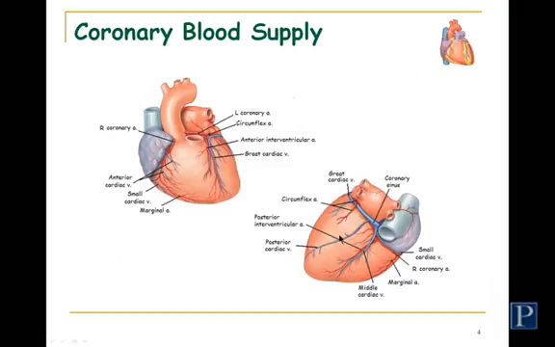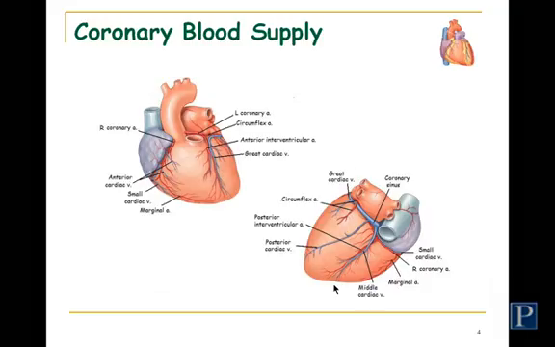Now, if you look at these pictures that depict the coronary blood supply, you'll notice the right coronary artery here, and in this case, this person has a right dominant heart because here's the right coronary artery. You're looking at the heart from the back. It serves the posterior interventricular artery, which is also called the posterior descending artery.